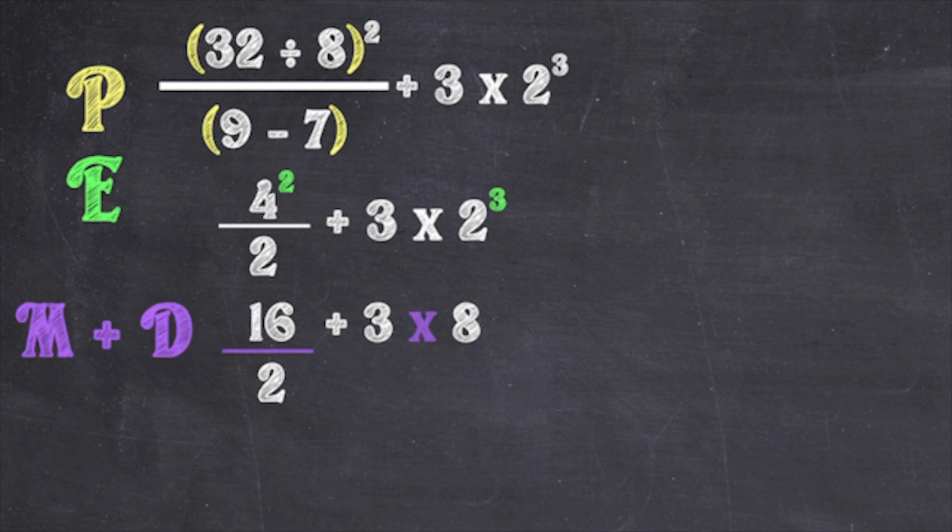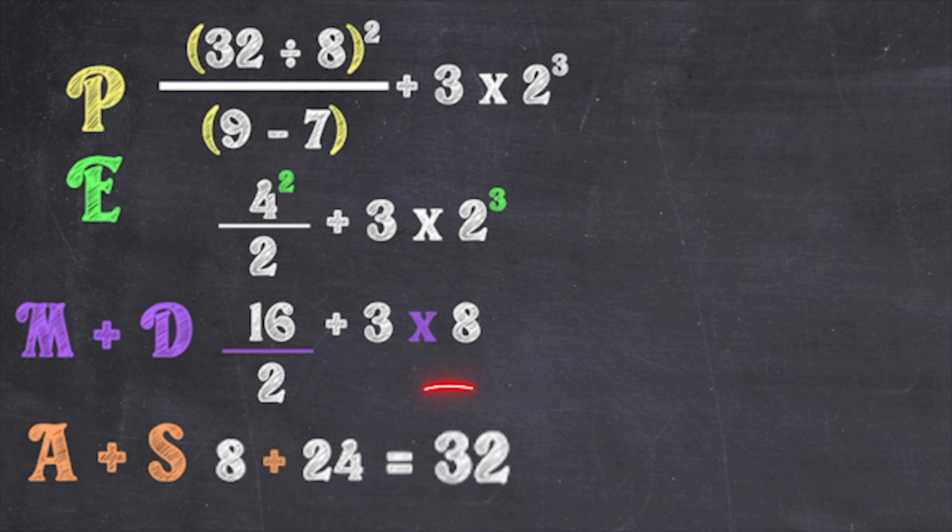Let's do the multiplication and divisions. Reading the expression from left to right, the first thing we can simplify is the 16 divided by 2. That's 8. And then we can multiply the 3 and the 8, which is 24. Let's finish off with some addition and subtraction. We only need to add 8 and 24, which is 32. And that's it.